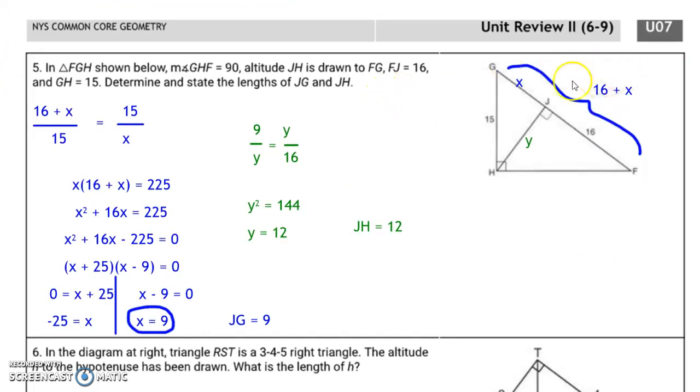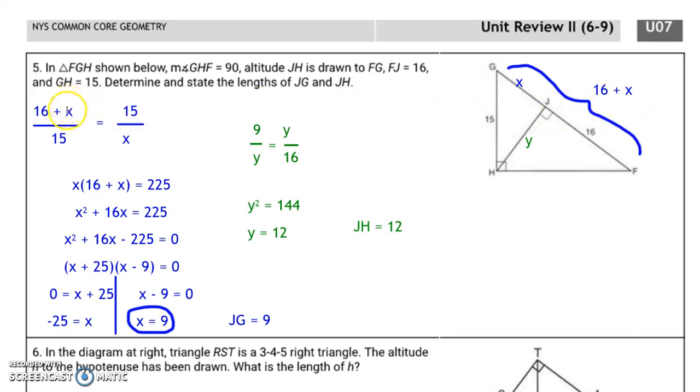Alright, this was a 2-step problem. It asked us to find the lengths of JG and JH. The first thing that we're going to try to do is find JG. We label that as x, and since we're going to be using the legs rule, we need the whole entire hypotenuse, which means the hypotenuse is 16 plus x.